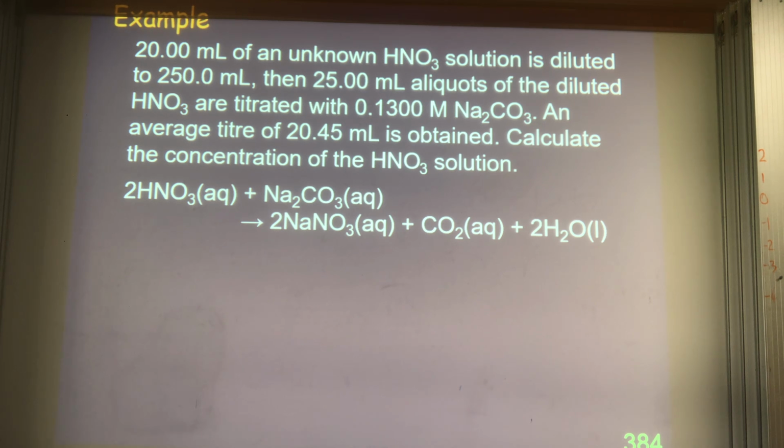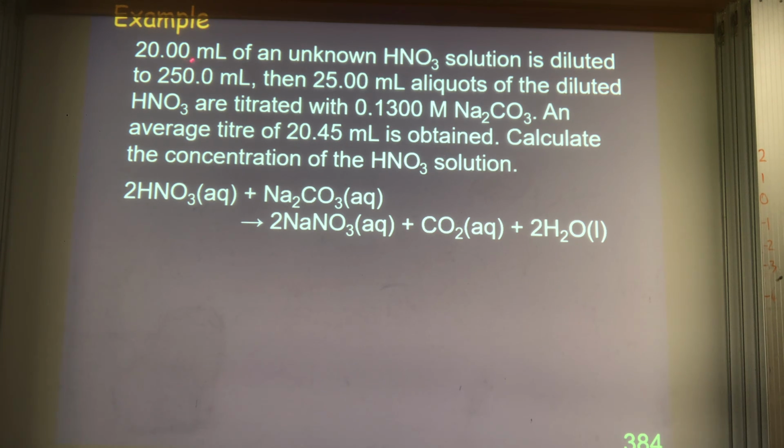So what happened? 20 mils of an unknown nitric acid solution is diluted to 250 mils. And then 25 ml aliquots of the diluted nitric acid solution are titrated with sodium carbonate. So what are the aliquots that we titrated? Nitric acid. Nitric acid goes into the conical flask. Sodium carbonate goes into the burette with that volume.